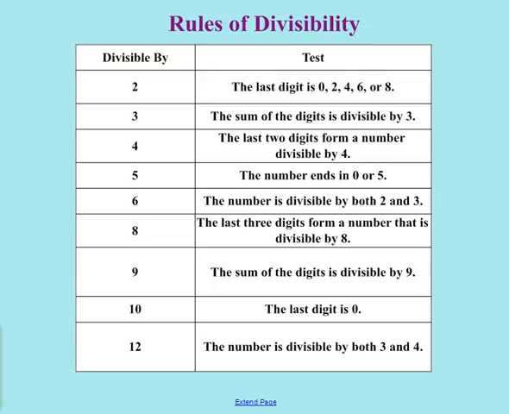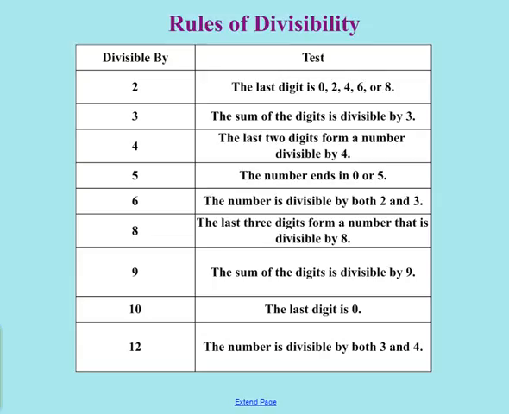Here are some rules of divisibility. These rules can also be found in your book on page 194. Some of these rules you probably know already. For example, divisible by 2. Of course, the test for this is that if the last digit of the number is a 0, 2, 4, 6, or 8. In other words, an even number.